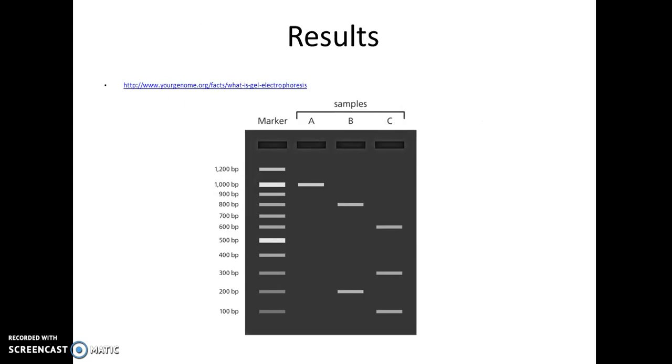And this is what a gel will look like after you stain it. You have a marker, which is a molecular ruler. These are DNA fragments of known sizes. And then we will have bands of varying sizes. Now, these are the wells where you will load your samples. This is the negative and positive end. These are the larger DNA fragments, and this is the smallest DNA fragment.